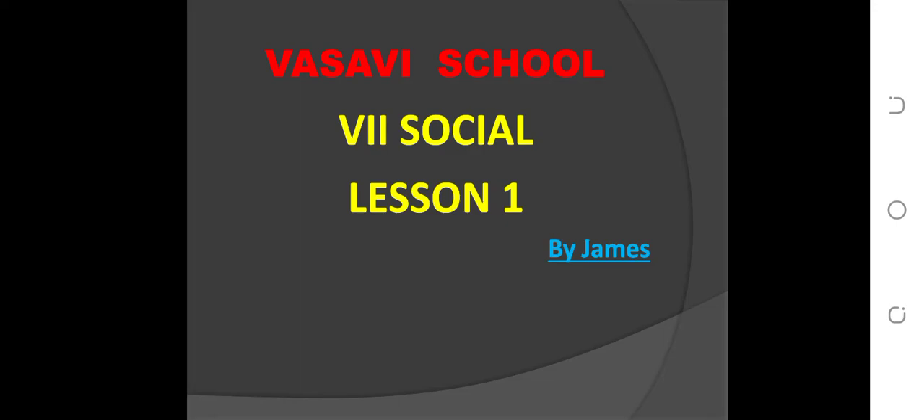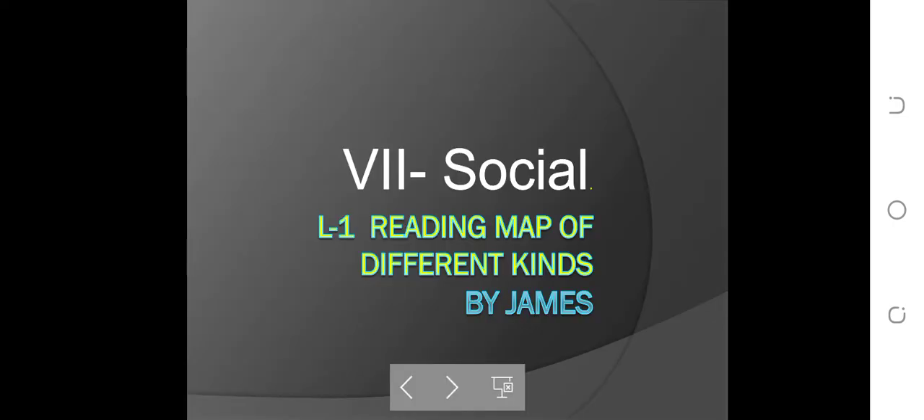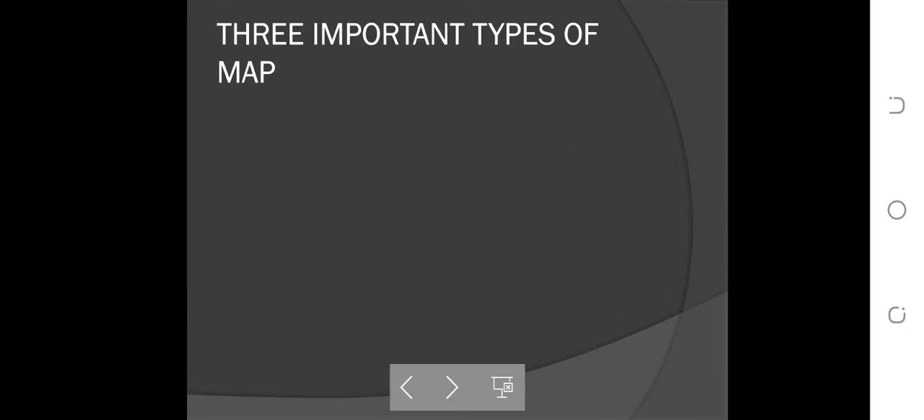In this video, we will learn Lesson 1 from 7th Social. The name of the lesson is Reading Map of Different Kinds. Before that, let us know what a map is and what the different types of map are. We know that a map is a graphical representation of the earth. What are the types of map?